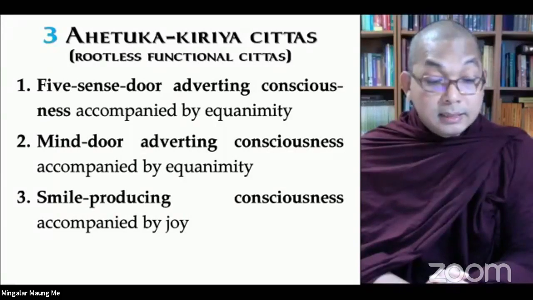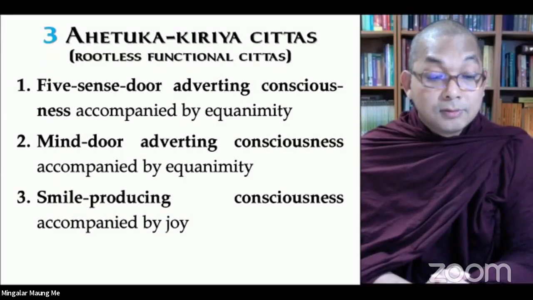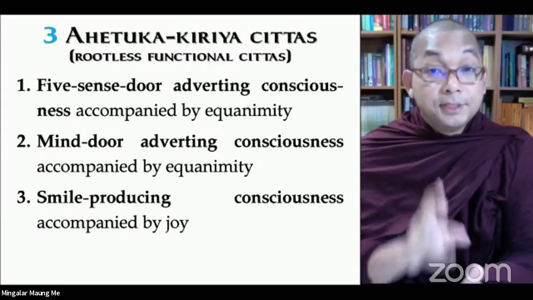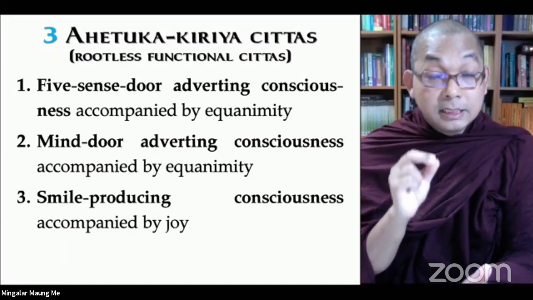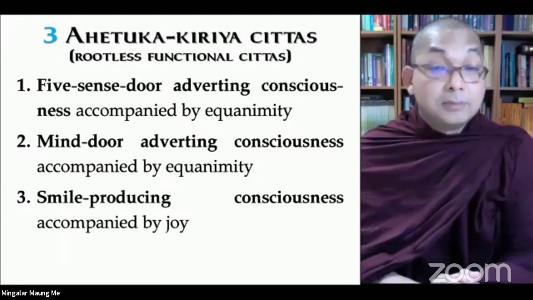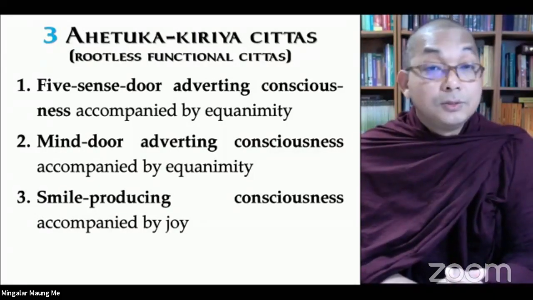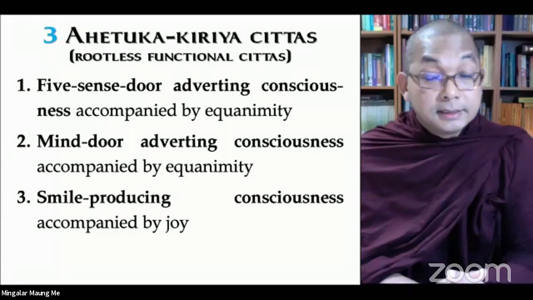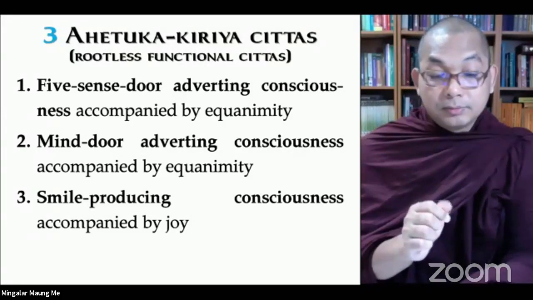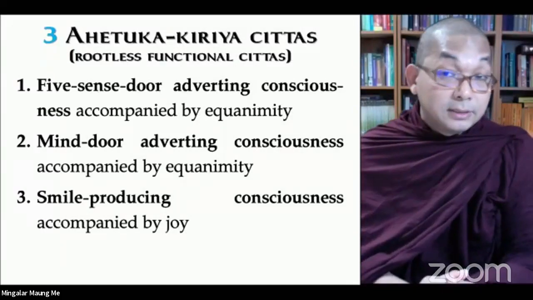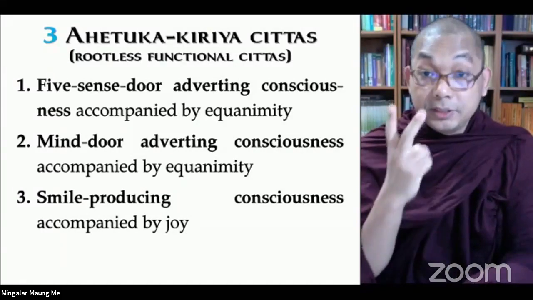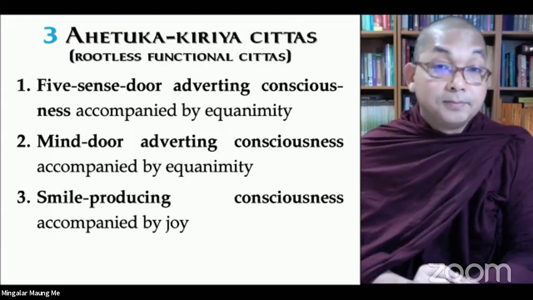So number 1 and number 2, 5 sense door adverting consciousness and mind door adverting consciousness, these 2 can arise in the minds of everyone. So actually we have 20 kriya chaitas, 20 functional minds. Among them, only these 2, the 5 sense door adverting consciousness and the mind door adverting consciousness, can arise in the minds of everyone.